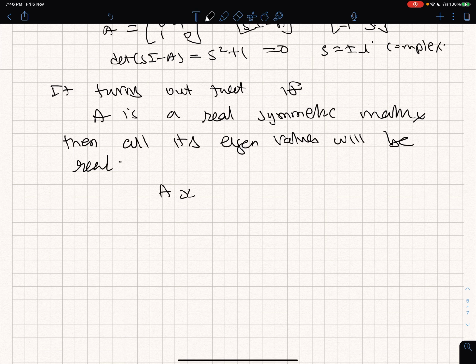But therefore, if A is a real symmetric matrix, then this number is always real. Could be 0, could be positive, could be negative, that's okay. But it is always going to be a real number. All right.